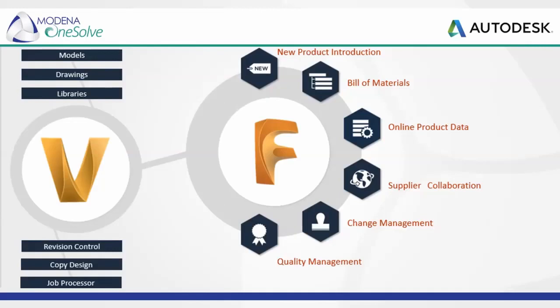On the other hand, product lifecycle management software, Autodesk Fusion, manages the entire end-to-end product lifecycle from early concept through engineering to production to services. It connects people, data, processes, and systems to provide transparency and traceability.